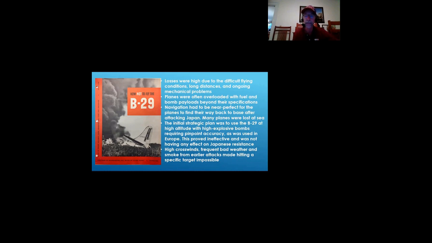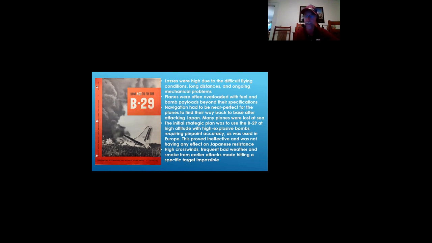The initial strategy was to use high altitude bombing, pinpoint bombing, like they were using in Europe, to hit specific factories and buildings. The accuracy was still a problem because, again, of the jet stream, and they were flying at 40,000 feet altitude to escape away from the Japanese fighter planes and the anti-aircraft fire. But in the process, the bombs had to fall so far, they would fall through the jet stream winds. And so accuracy was a problem, as was bad weather.